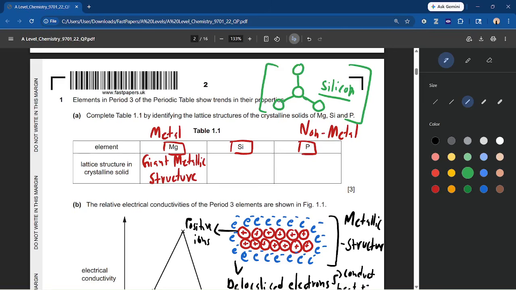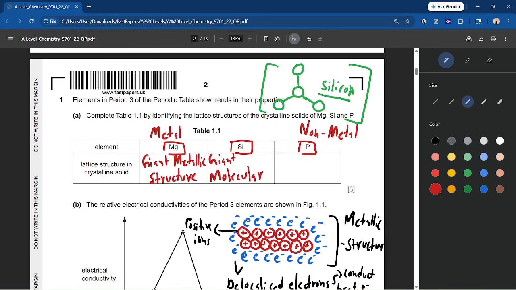That's what contributes to its high melting and boiling points, right? Compare that to something like phosphorus, which we're going to get to in a minute, which is simple molecular. So we're going to write down over here that silicon is a giant molecular structure. You don't have to write structure, but you can just write giant molecular.